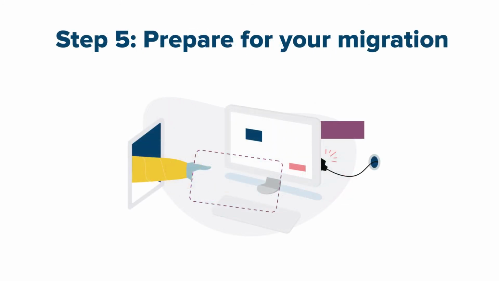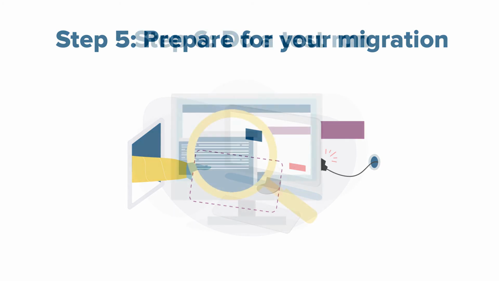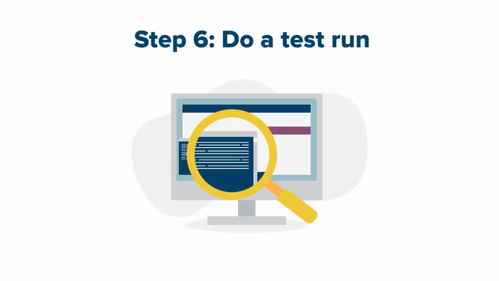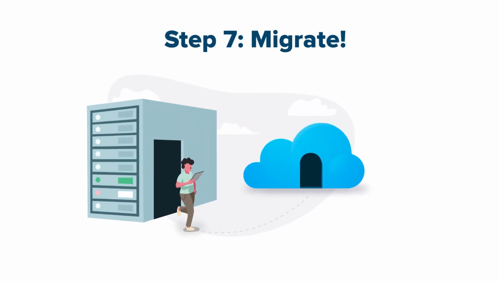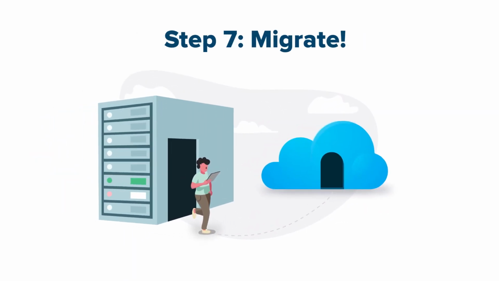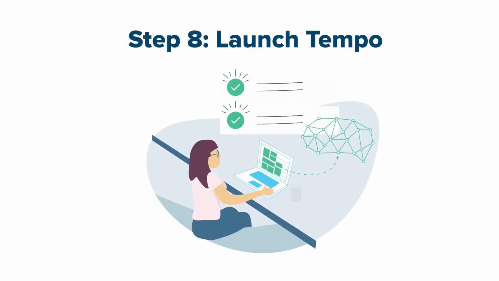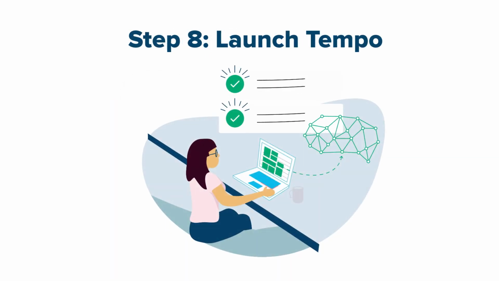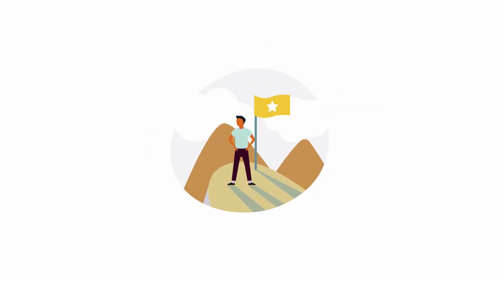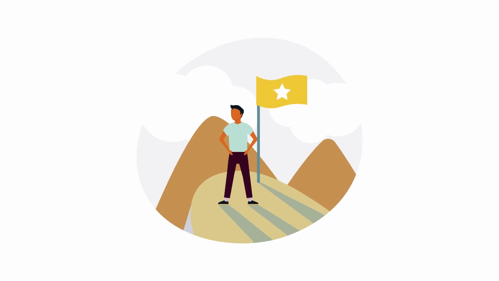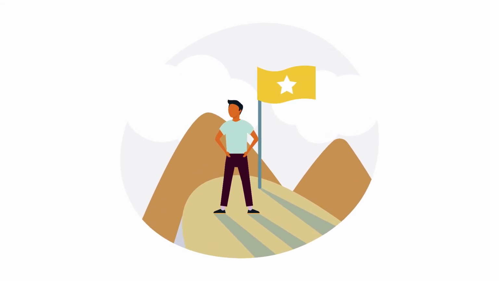Step 5. Prepare for your migration, from updating your Tempo server apps to assembling your migration team. Step 6. Do a test run of the migration. Step 7. Migrate. This is the big moment that you've been preparing for. Step 8. Launch Tempo from its new home and make sure that everyone can use it. So come along on this video journey where you'll learn more details about how to prepare for your Tempo migration, for whichever path you're taking.